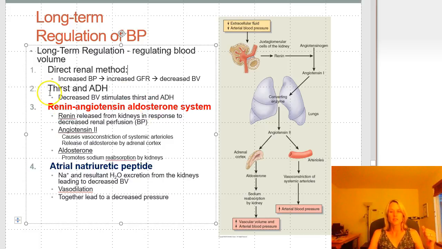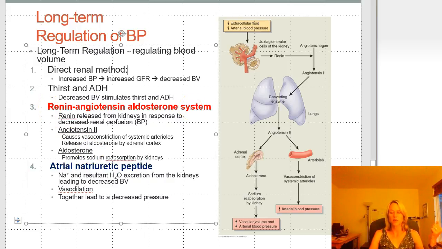The next factor is through thirst and ADH. So if we were to have a decreased blood volume and thus blood pressure, that's going to stimulate thirst, so that would act to make you take more fluid in to increase blood volume. And antidiuretic hormone would act to increase water reabsorption from the kidney tubules, and that's going to act to increase blood volume.